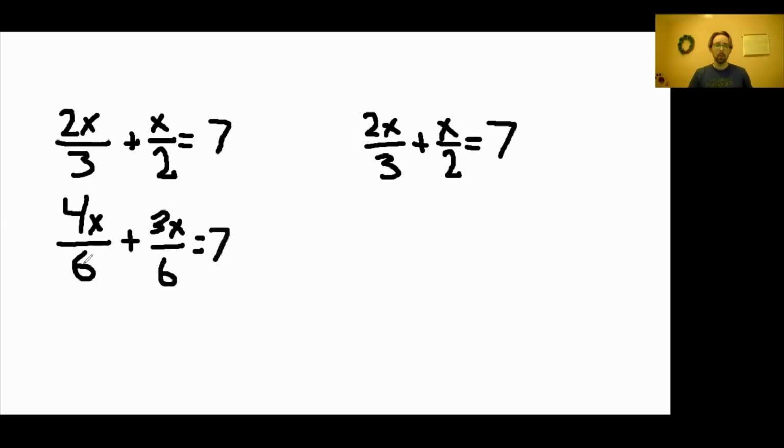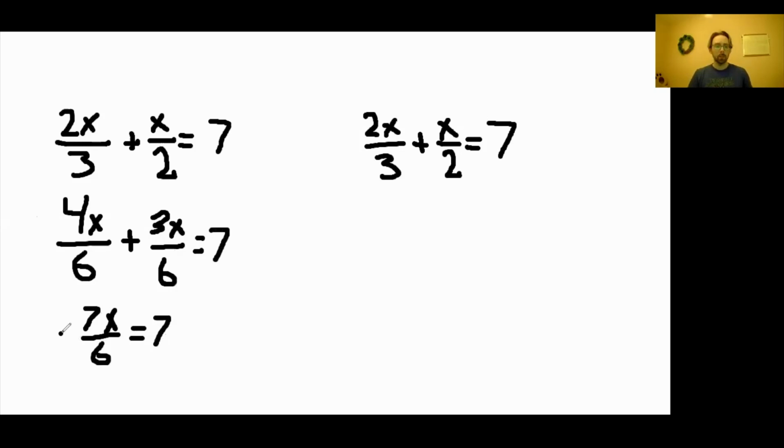All right. So now since the denominator is the same with both fractions, we can add them and simplify, and that's actually going to give us 7x over 6 equals 7.